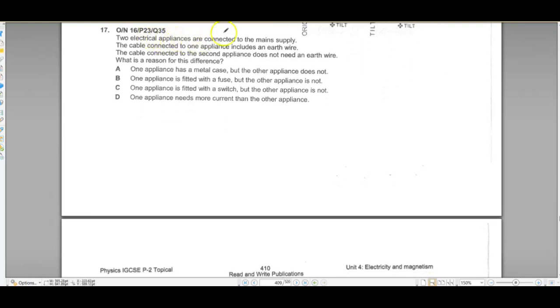Question number 17. Two electrical appliances are connected to the main supply. The cable connected to one appliance includes an earth wire. The cable connected to the second appliance does not need an earth wire. What is the reason for this difference?